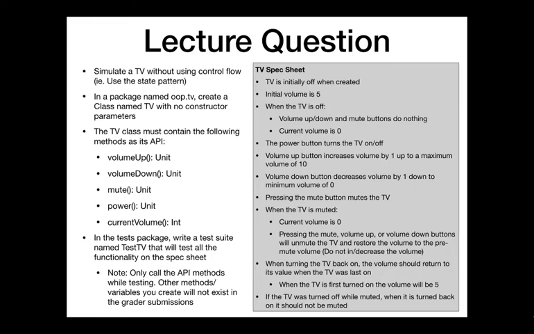So the initial volume is 5, but that's only for when the TV is first created. After that, it should always revert back to what it was. So create a new TV and turn it on, the volume's 5. Change the volume, turn it off, and turn it back on. It should revert to whatever it was when you turned it off. Any questions on the question itself?